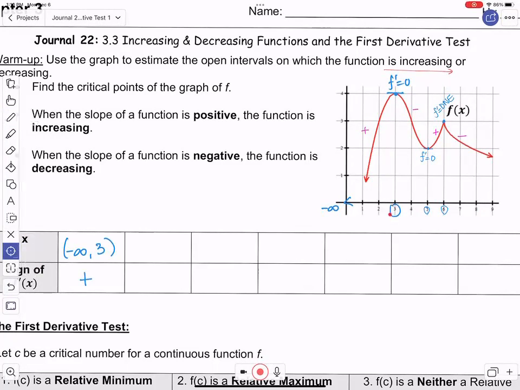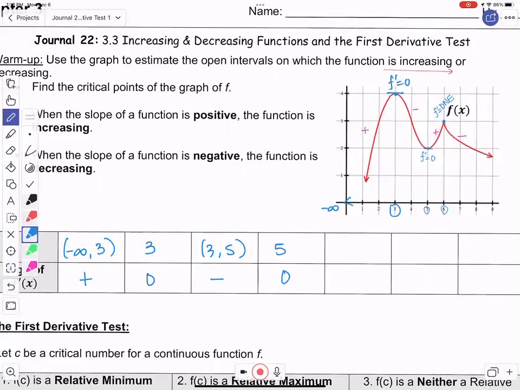And then at 3, what is happening at 3? What is the slope? Just 0. And then afterwards, it starts to fall down. From 3 to what x value does it start to fall down? 5. So from 3 to 5, this is negative. And then at 5, the slope is 0 again. And then from 5 to what number does this start to increase? 6. Okay.